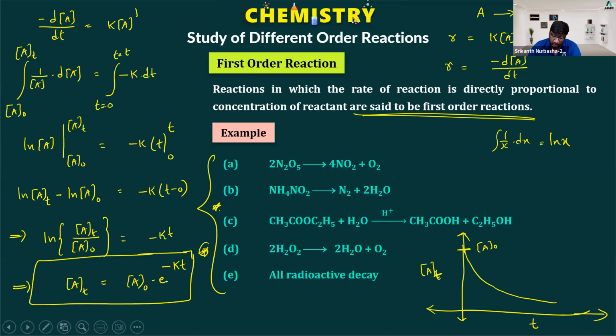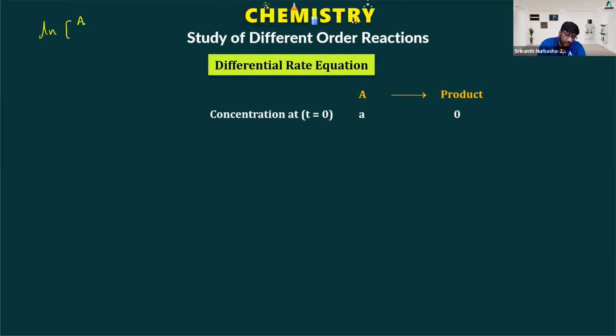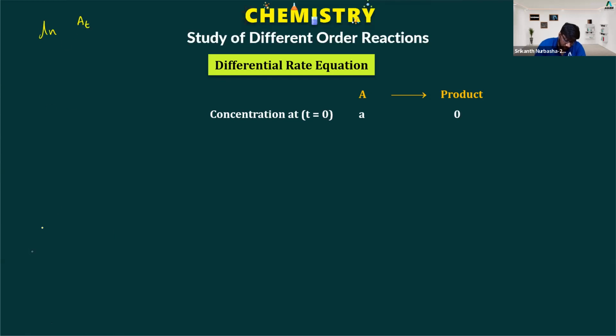This was the function. Now instead of logarithm, instead of writing it in this fashion, we can also write in the other way. Let us proceed with that. Like we have this expression ln of concentration of A at any time divided by concentration of A at time t is equal to 0 is equals to minus k into t.